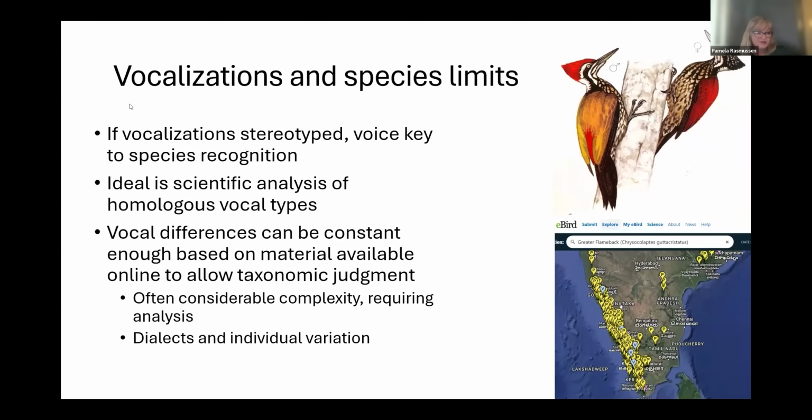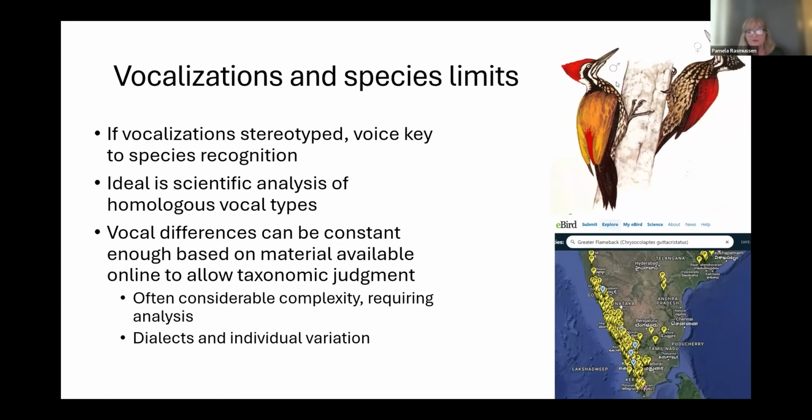Okay, how do we use vocalizations? And again, we're running out of time, so I'm going to have to be real quick about this, but we can use stereotyped vocalizations very, very well in helping to determine species limits. We have to make sure that they are homologous, that they are the same type of vocalization used in the same context. And in many cases, they are constant enough to allow us to make taxonomic judgments. But we have to remember that some birds have dialects, and individual variation, complexity and mimicry, etc., means that it's not necessarily straightforward, but it can be.